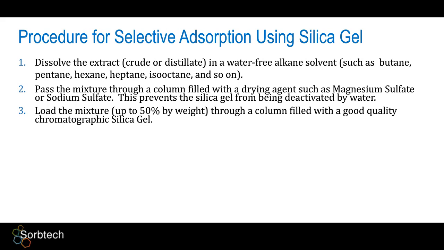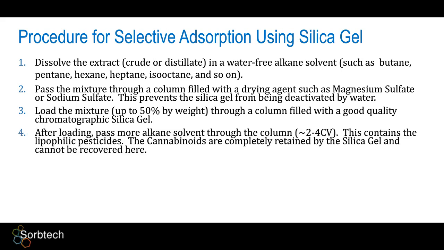And then we load the mixture, and you can go up to 50% by weight, although it's usually better to work at a little bit lower concentration, through a column filled with good quality chromatographic silica gel. After loading, you pass more alkane solvent through the column to wash out all the pesticides that can be gotten out, the lipophilic pesticides, under these conditions. And the cannabinoids are completely retained by the silica gel and cannot be recovered at this point.